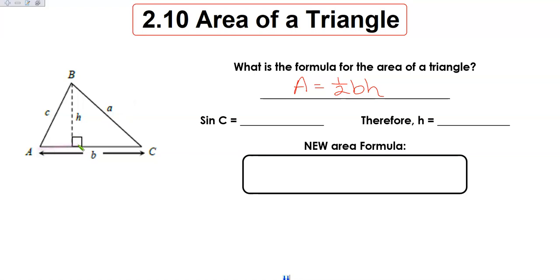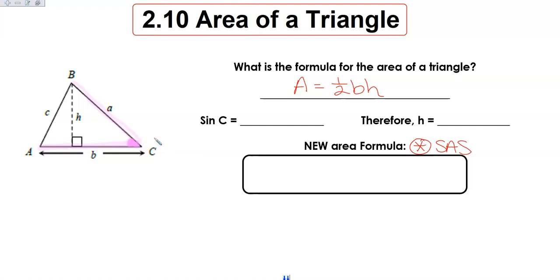What we're going to be given is the length of this side B right here, the measure of angle C right here, and the length of this side A. So we are going to be given side angle side. Okay, so we're going to use a new area formula when we're given side angle side.